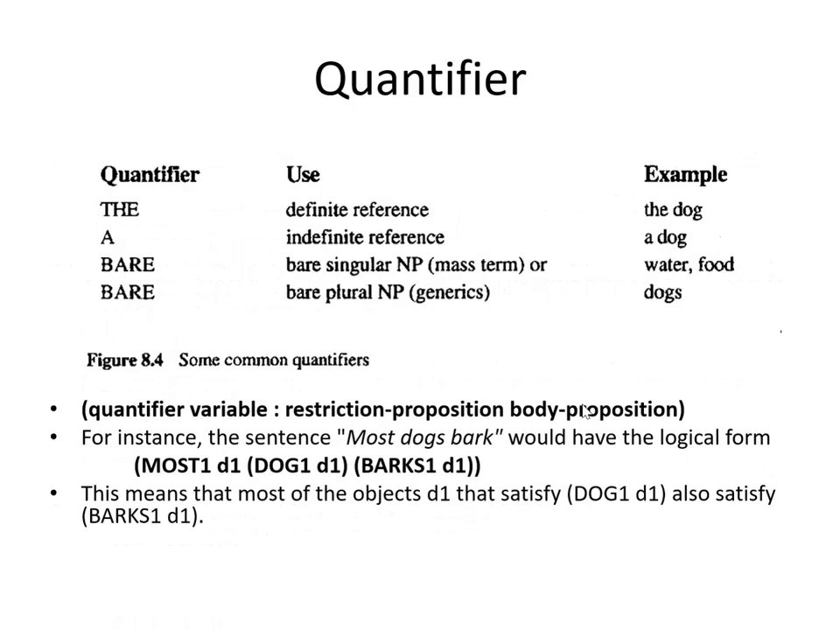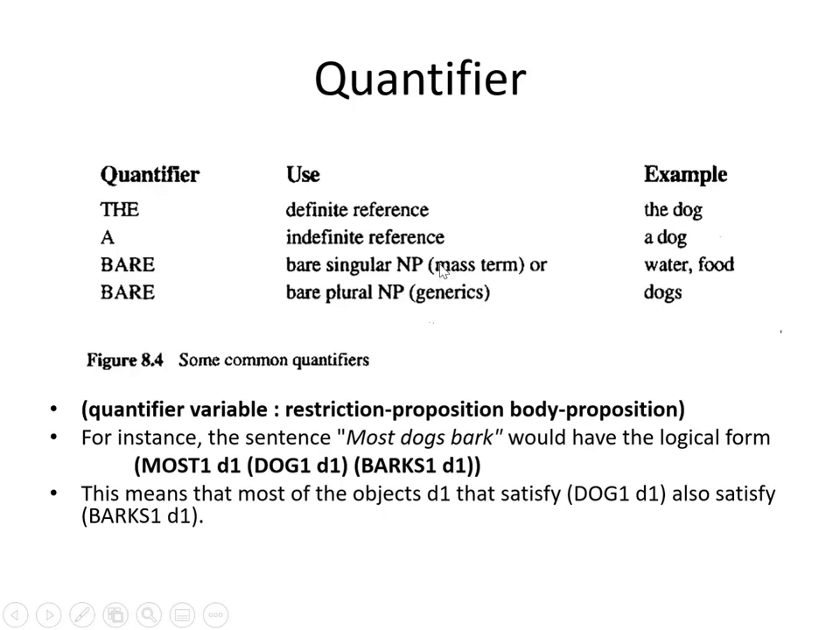Some of the quantifiers are listed here, like the, where the is a definite reference. For example, the dog, so we are talking about a specific dog. Or a dog, which has an indefinite reference. In general, we are talking about dogs. The same holds for a noun phrase with a bare singular form like water or food, or a bare plural form, like generics such as dogs.